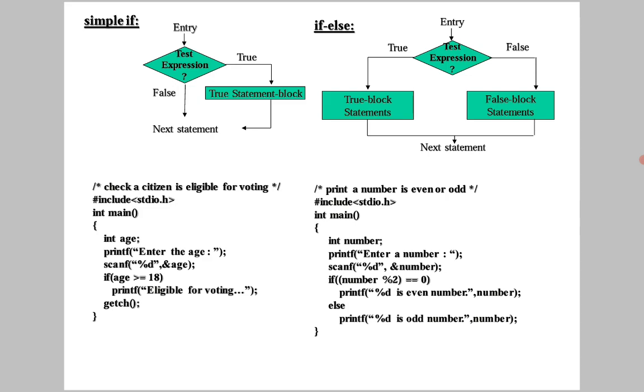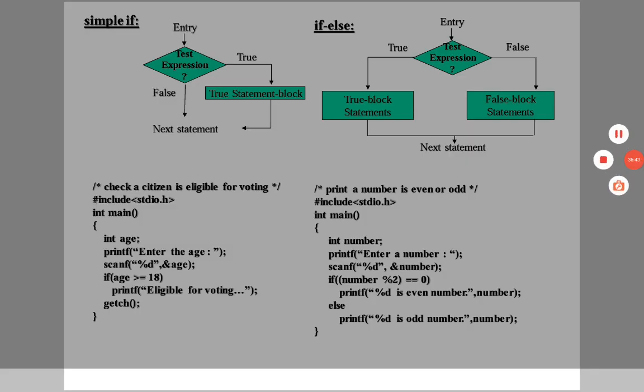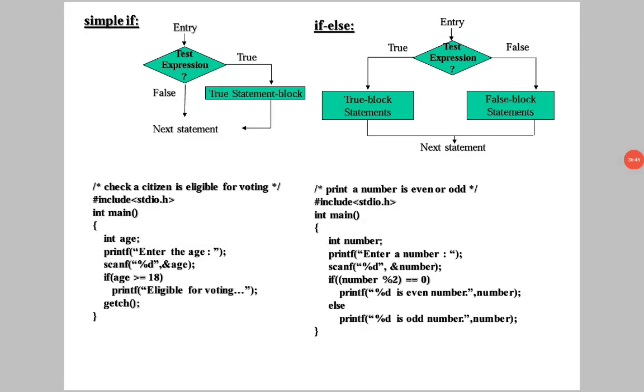So A is greater than B is the expression, and that expression is called a condition. To test such conditions we use if statements, which are also called control statements. So in C language, if you want to test a given condition or expression, whether it is true or false, we use the if statement.